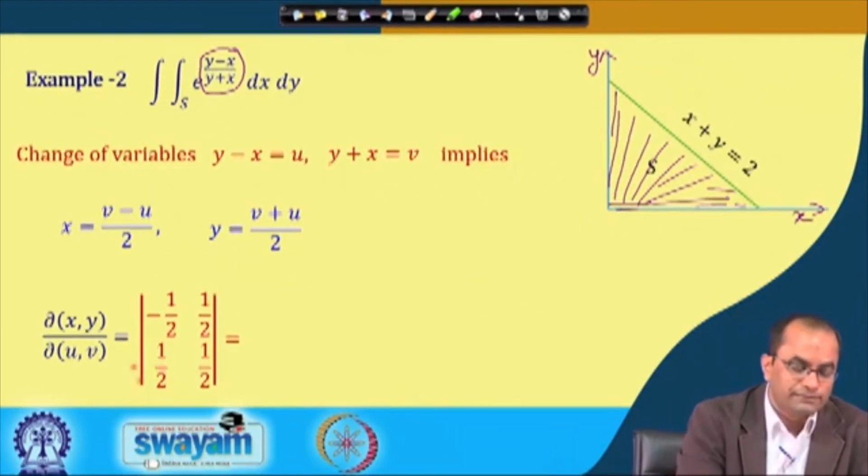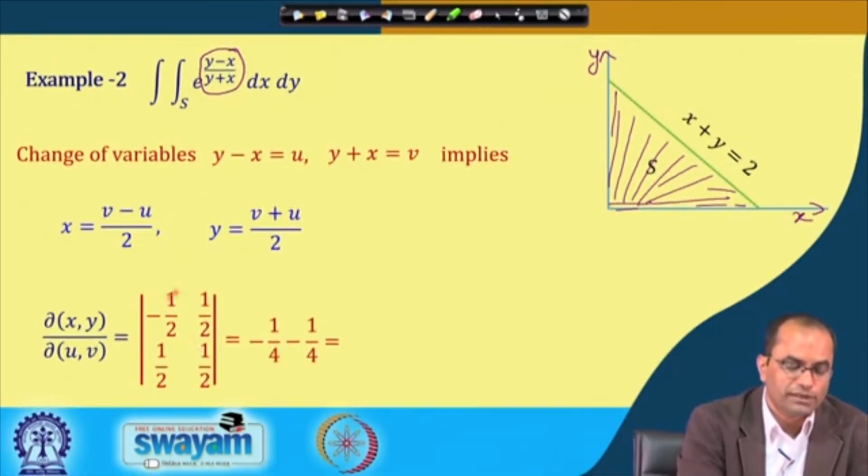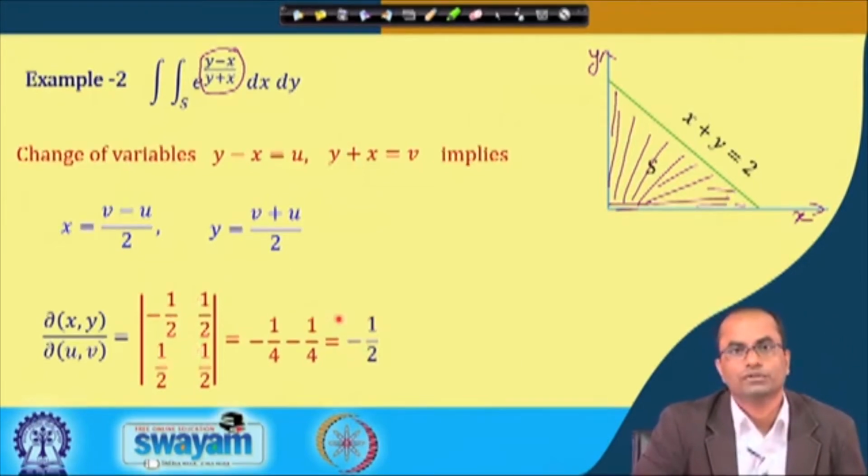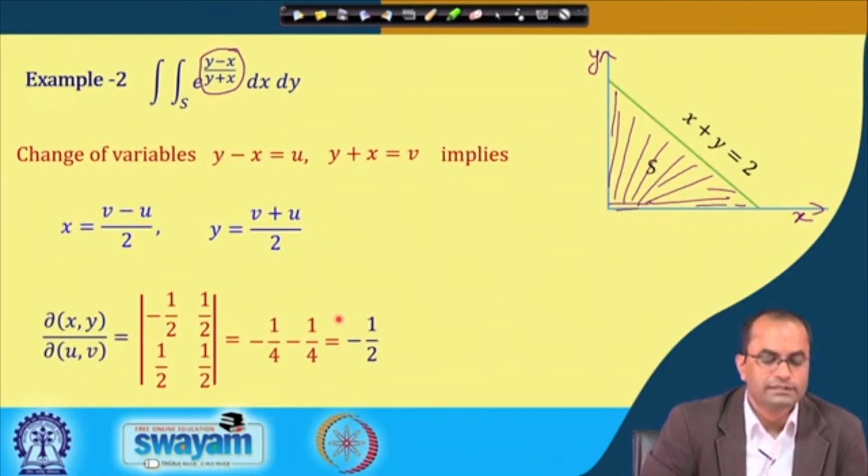So, we have this Jacobian here, which comes to be minus 1 by 4 and minus 1 by 4. So, it is a minus 1 by 2. So, the Jacobian value in this case is minus half.